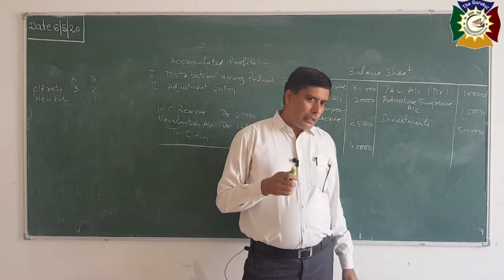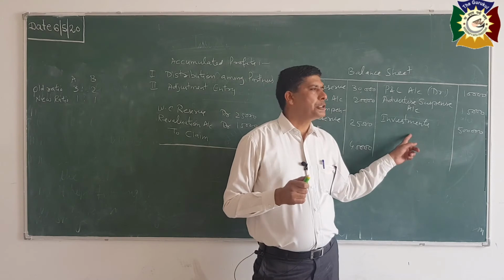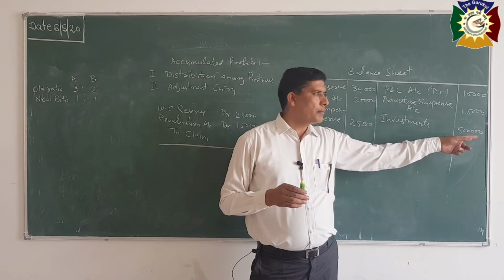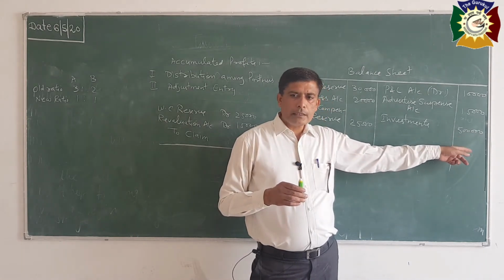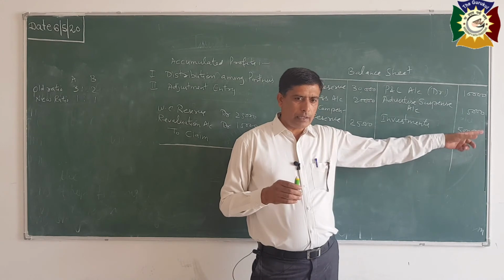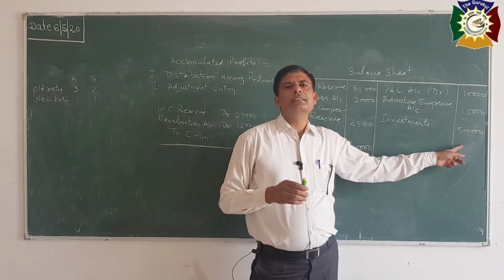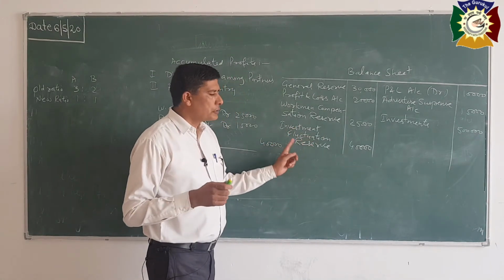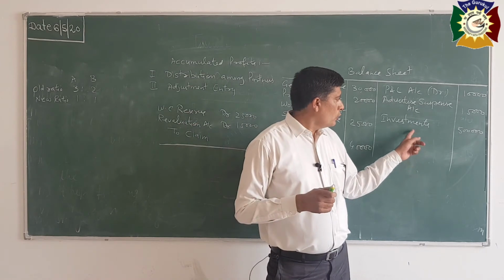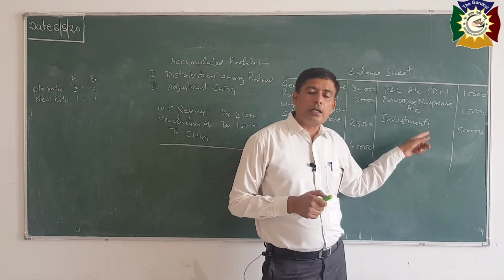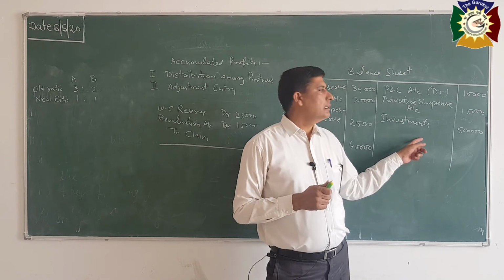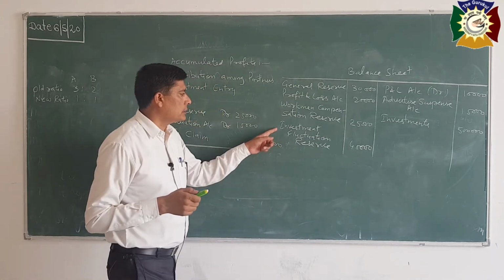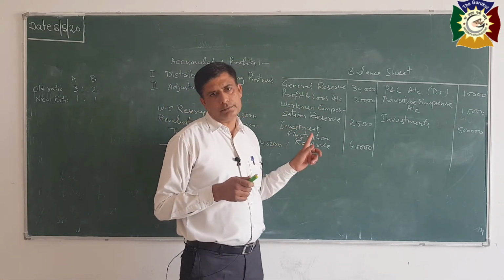When we are in need of money and want to sell these investments, the market value of such investment may be less or more than this amount, 5 lakh. These investments can be sold either for 5 lakh or 5 lakh 10,000 or 4 lakh 90,000. So investment fluctuation reserve is created to adjust the loss on account of sale of investments. Suppose investment of 5 lakh is sold for 4,90,000, then the 10,000 loss will be adjusted through this investment fluctuation reserve.